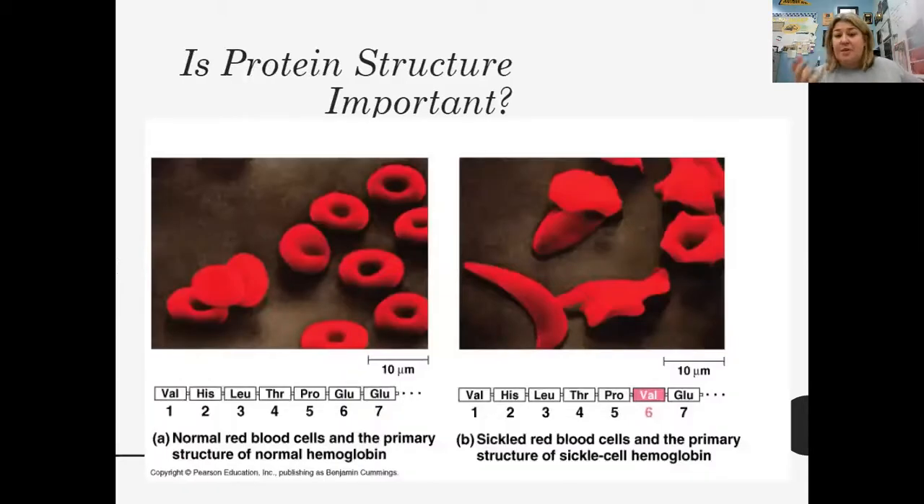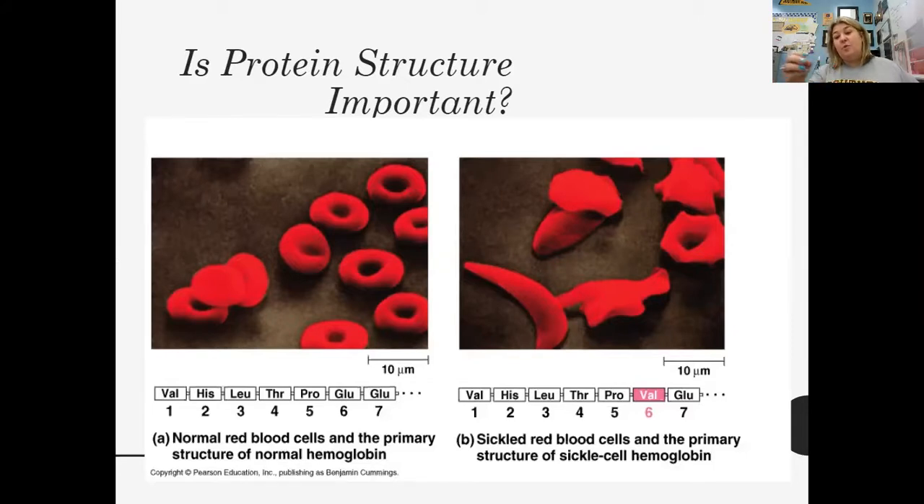Protein structure is extremely important. This is a good example of what happens when proteins aren't put together properly. The picture on the left is a normal red blood cell. That's what your red blood cells look like if they're being put together properly, because hemoglobin is a protein, and as long as you're putting together hemoglobin the correct way, that's what your red blood cells look like. On the right, you're looking at someone who has sickle cell anemia. Sickle cell is a genetic disorder, and what happens is you don't put together hemoglobin correctly.